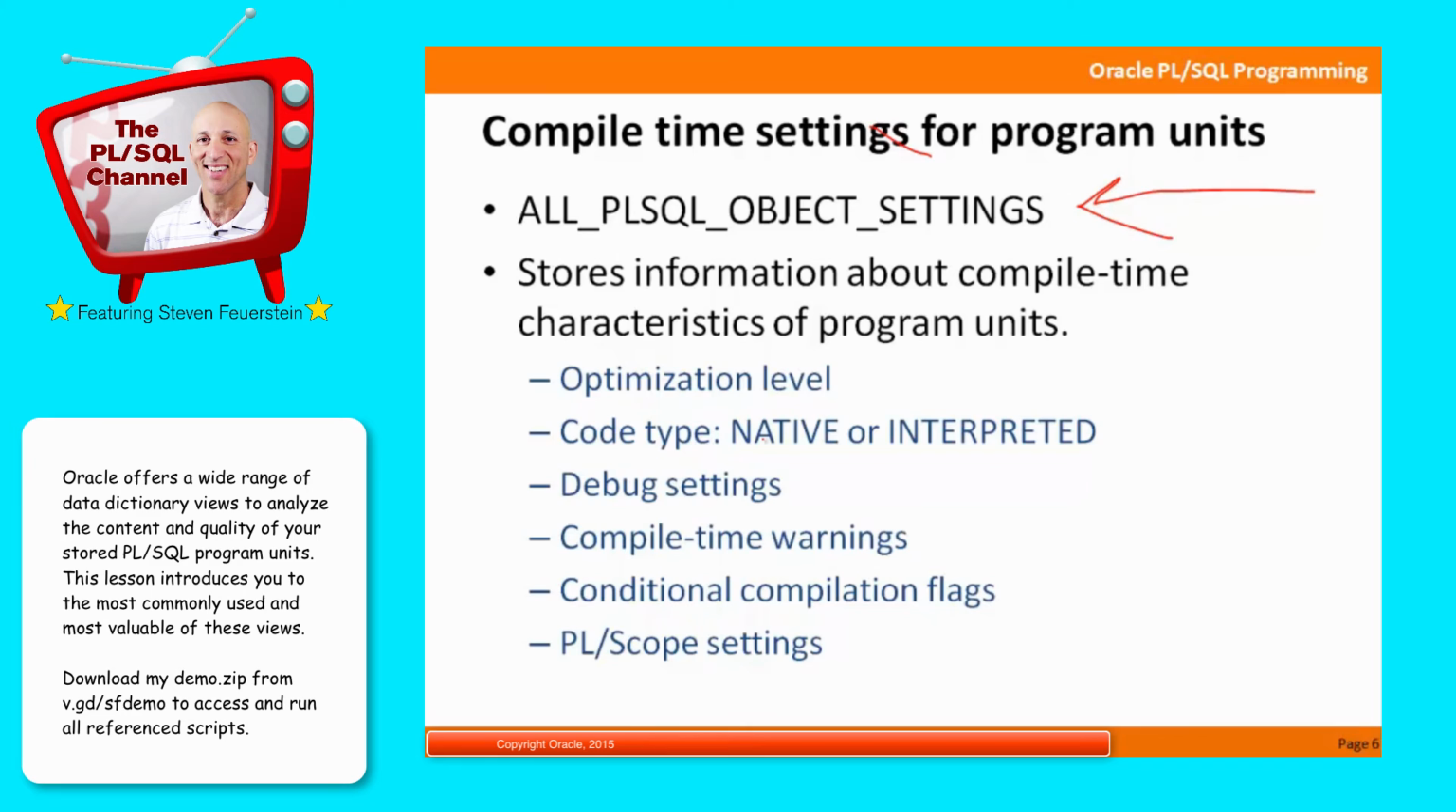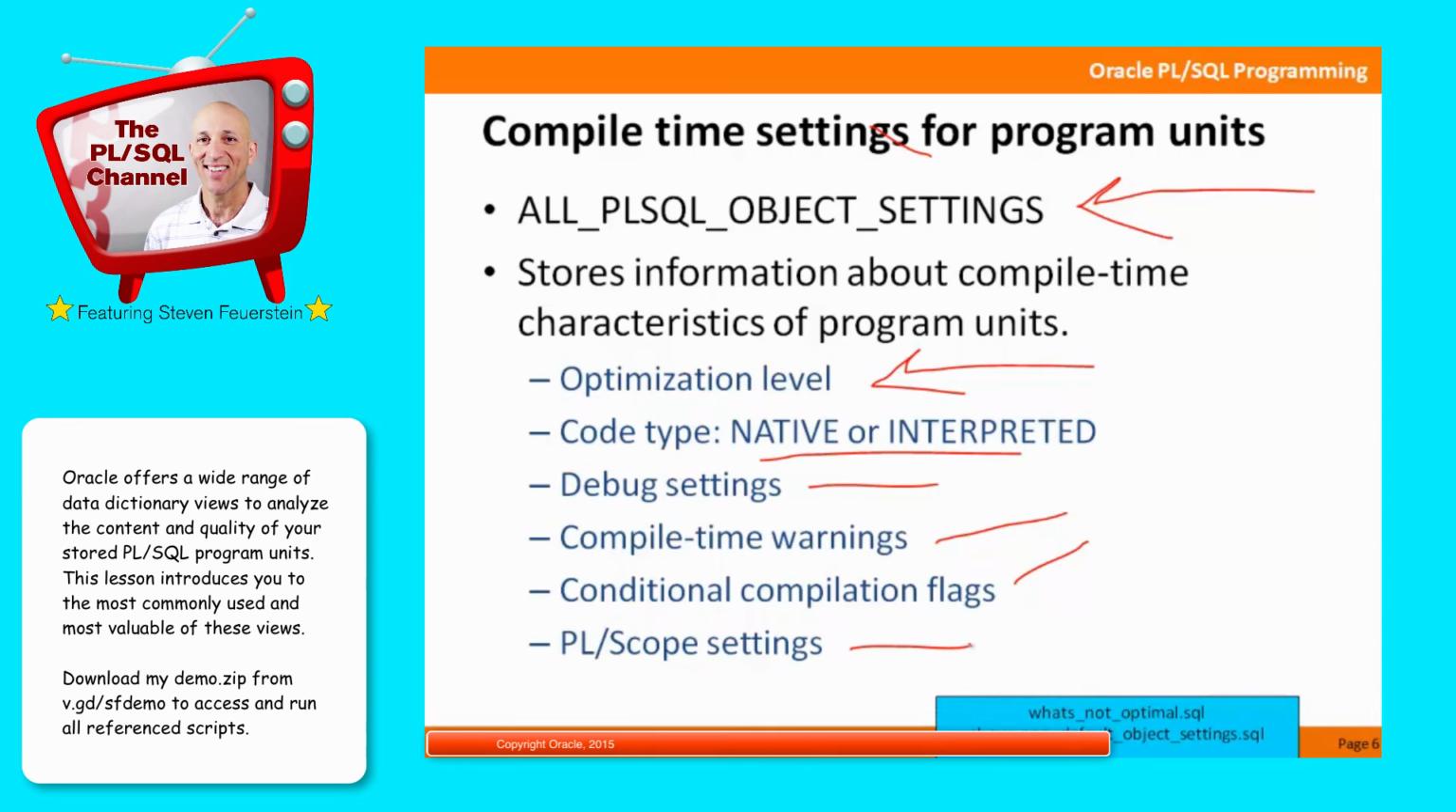What is its optimization level? Is it set to be optimized at level 2, 1, 0, 3? Is it compiled with native or interpreted? What are its debug settings? Compile time warnings, CC flags, check out conditional compilation if you're not familiar with that, and PLScope settings.